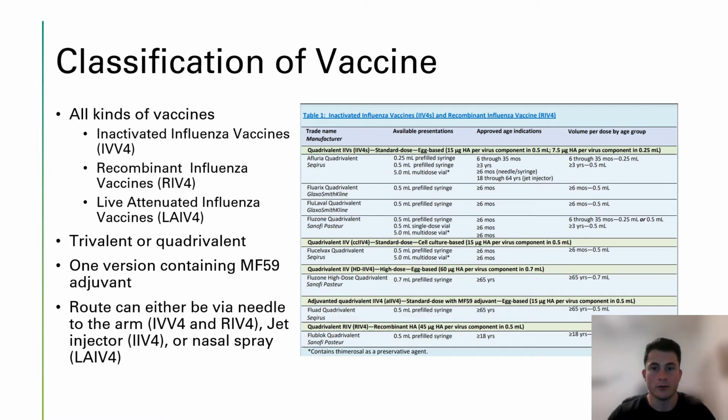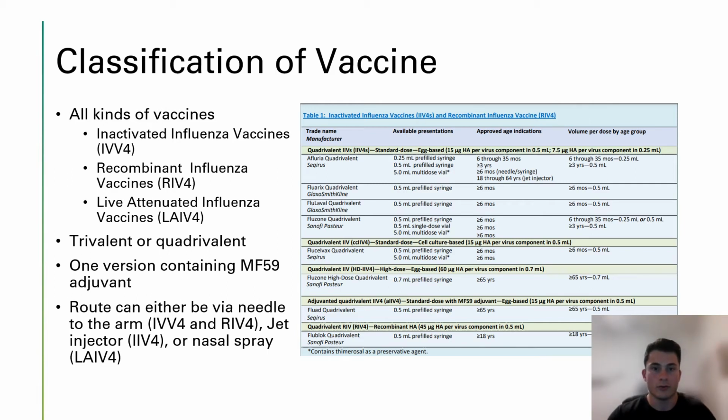Vaccines can be either trivalent or quadrivalent. Trivalent vaccines target H3N2, H1N1, and 1 B antigen. The quadrivalent vaccines contain an additional B antigen.